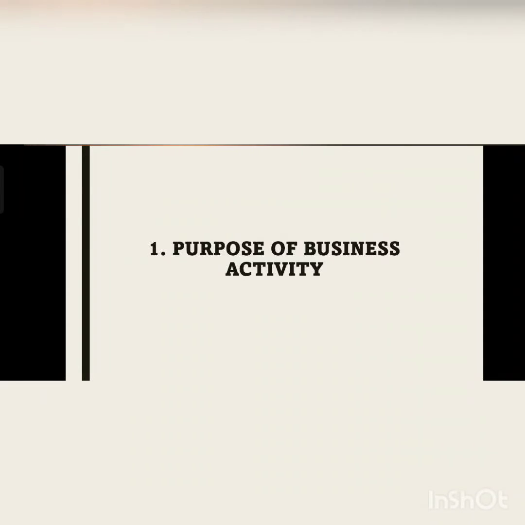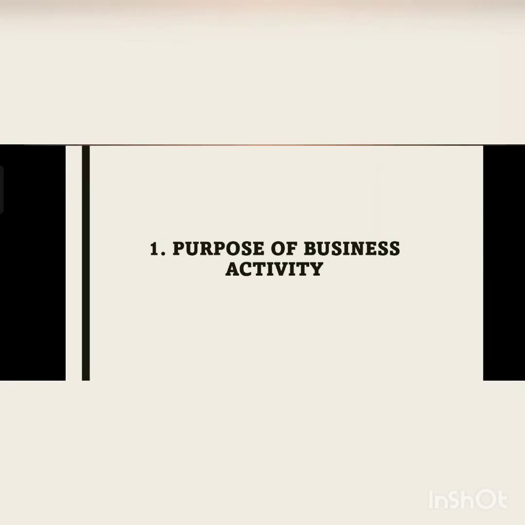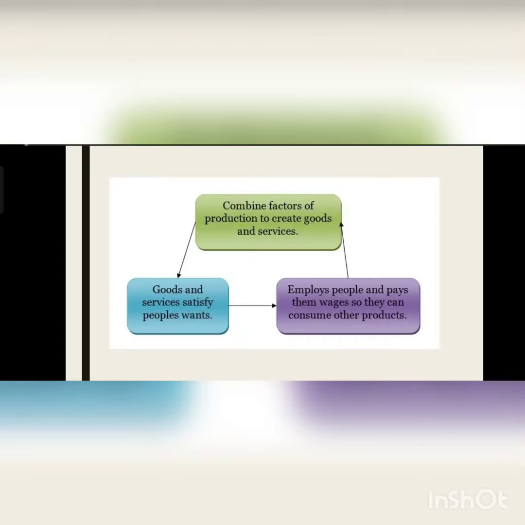Okay, so the first main content that we are going to cover is the purpose of business activity. Why do we actually conduct a business? And why do we actually involve ourselves in certain activities that are linked with our business? So let's check out. Combine factors of production to create goods and services, employ people and pay them wages so they can consume other products. Goods and services satisfy people's wants.